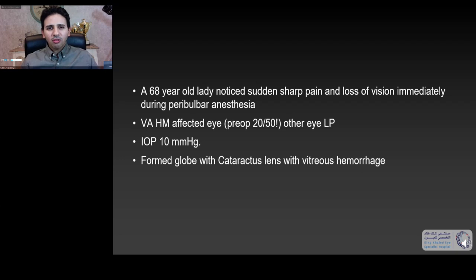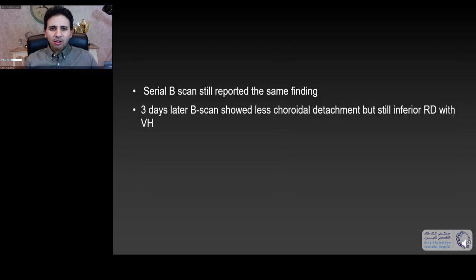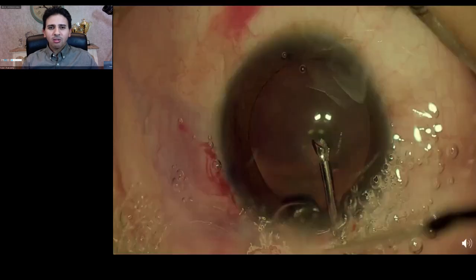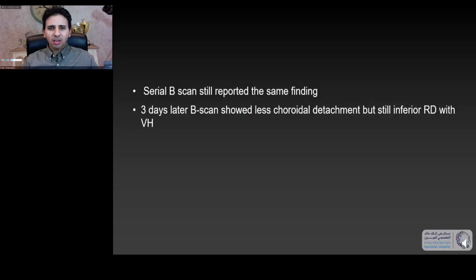When we saw her, her IOP at the time was 10. She had a formed globe and a cataractous lens with no view to the posterior pole due to the vitreous hemorrhage she developed. On this scan, she had vitreous hemorrhage, and she had hemorrhagic choroidal detachment with a retinal detachment, an inferior retinal detachment. It's important to note that her axial length was around 26 millimeters.